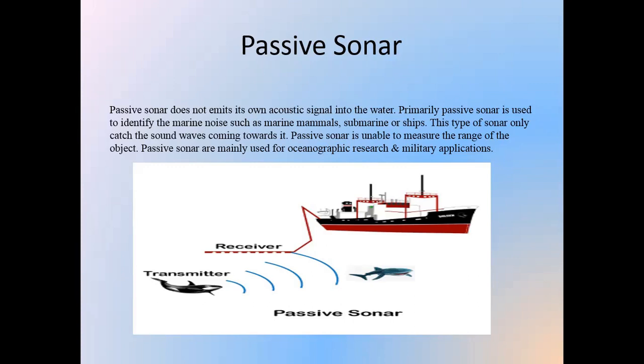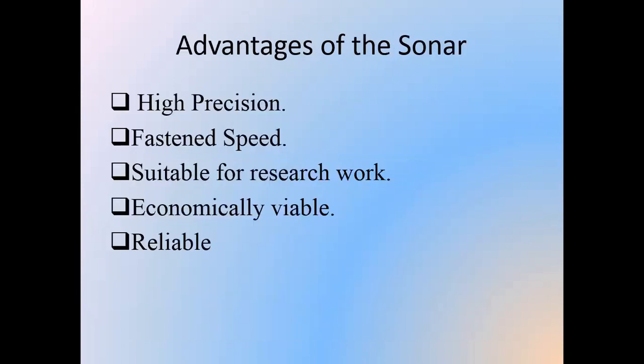Passive sonar. Passive sonar does not emit its own acoustic signal into the water. Primarily, passive sonar is used to identify marine noise such as marine mammals, submarines, or ships. This type of sonar only catches the sound waves coming towards it. Passive sonar is unable to measure the range of the object. Passive sonar is mainly used for oceanographic research and military applications also.